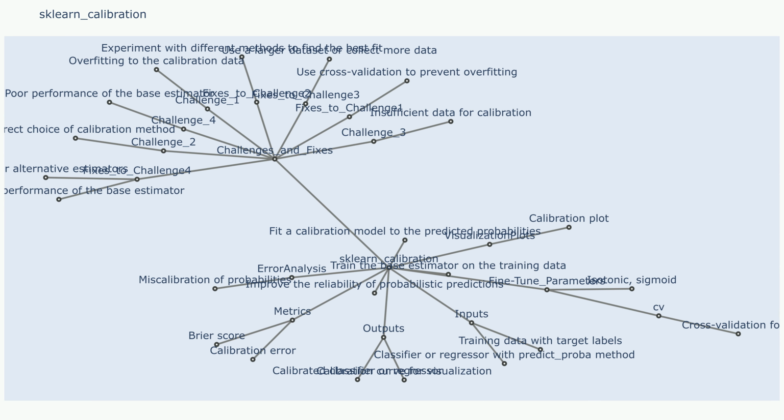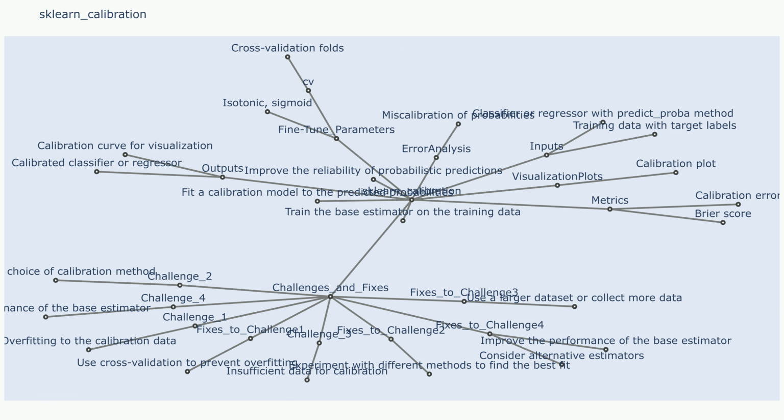Input 2. Additionally, a set of labeled data is required for calibration. This data should be independent of the training data used to train the original model. It serves as a reference point to adjust the model's predictions based on its performance on this new dataset.